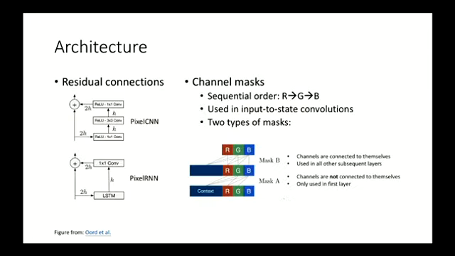And in their actual implementation, they add residual connections because there are too many layers. They also add this channel mask because they want to generate a pixel channel by channel, which means generating the red channel first, and then the green one, and then the blue one.